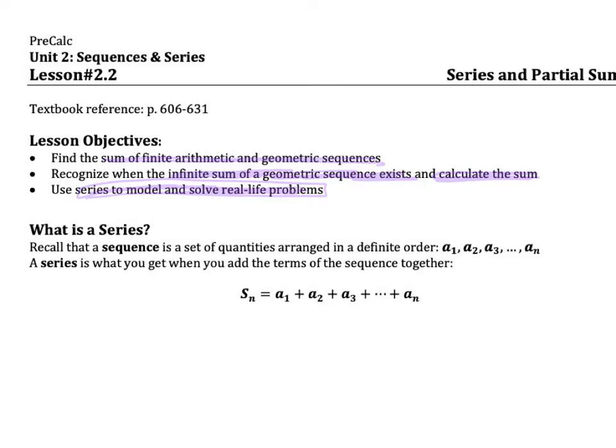All right, so let's talk about what is a series. Last time in lesson 1, we talked about a sequence, and a sequence is a list of numbers that has a rule or a pattern to it. So what is a series? Well, a series is taking those quantities arranged in a specific order according to its rule and adding them up to get a total. So a series is when you get a sum, when you add the terms together.